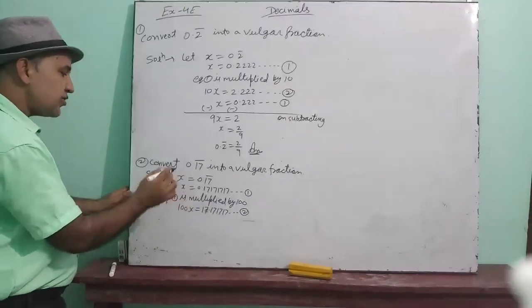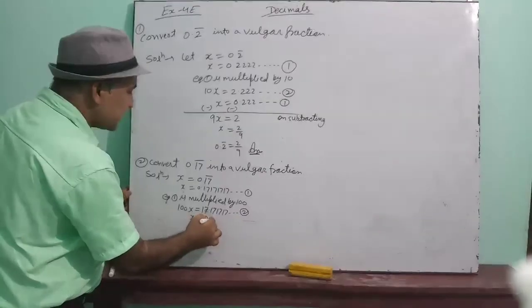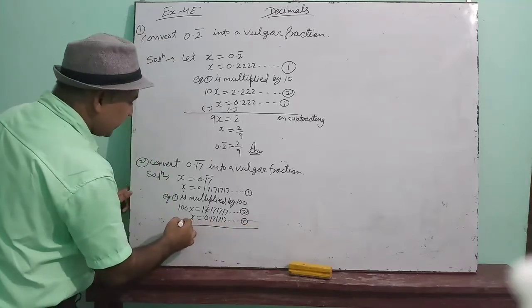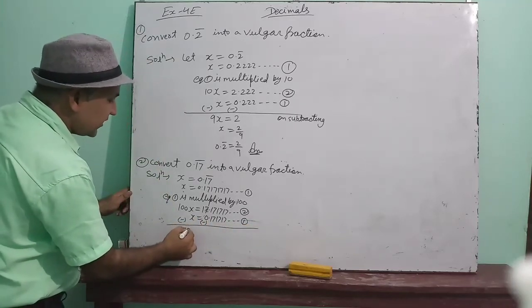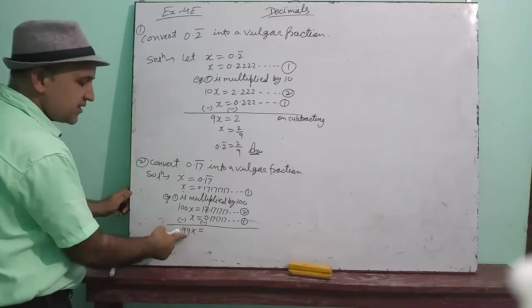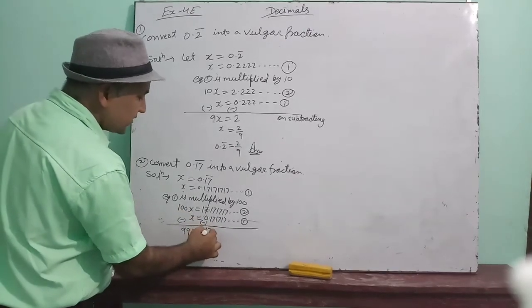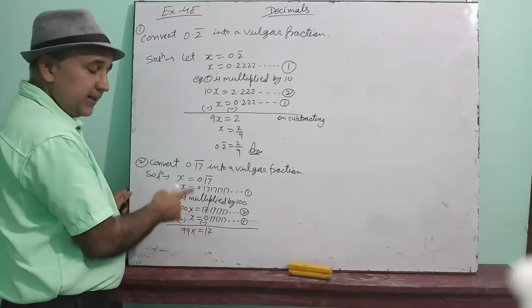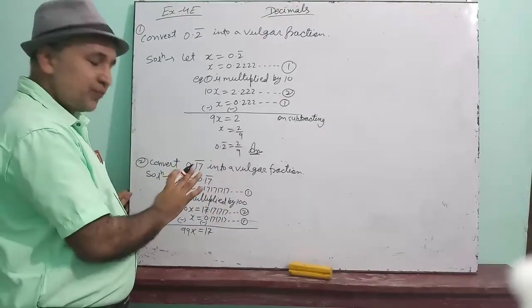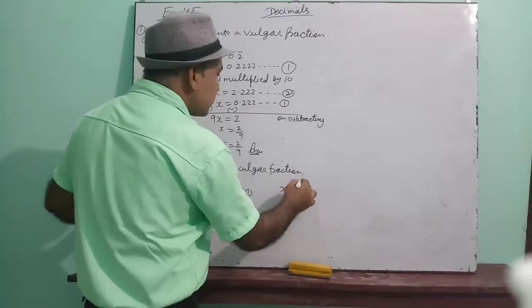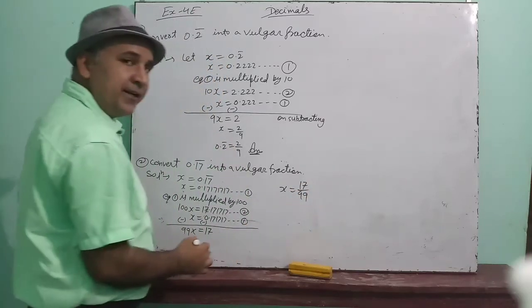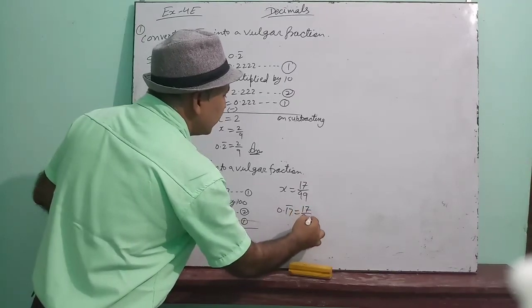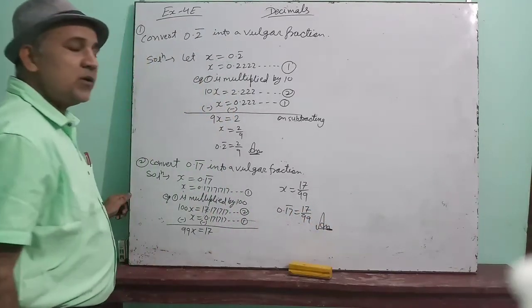Now from equation 2 subtract equation 1. x is equal to 0.1717. See this one. On subtracting, left hand side will become 99x. 100 minus 1 is 99. Here 17 minus 0 is 17. After decimal you are getting 0. This is the noted point. In every question after decimal you should get 0. Okay. So x is equal to 17 upon 99. That means 0.17 bar is equal to 17 upon 99, and this is your answer.